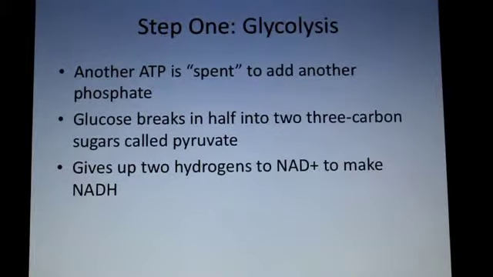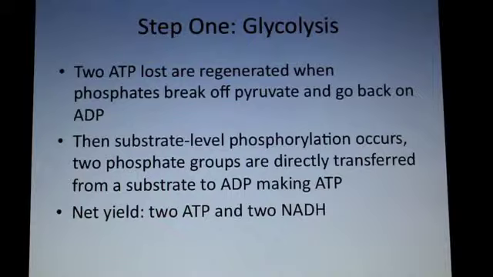Another ATP is burned, or spent, to add another phosphate, and the glucose spontaneously breaks in half into 2 3-carbon sugars we call pyruvate. This makes 2 NADH, remember hydrogens, we can use those later, and we gain 2 more ATP. These ATP are regenerated when the phosphates fall back off and go back on ADP. Then substrate level phosphorylation occurs, and 2 phosphate groups are directly transferred from a substrate to ADP, making ATP.